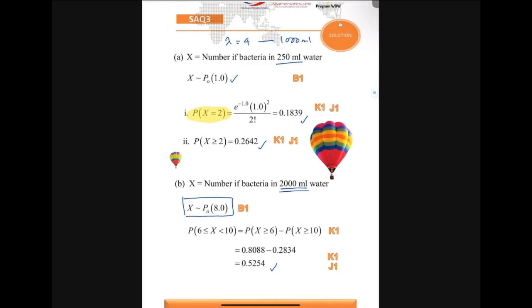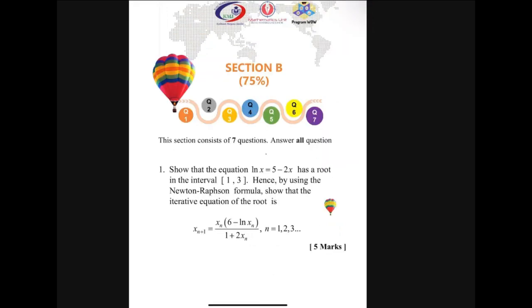You can mark your solution now and then total it up out to 25 marks. And then next, we will proceed with part B. So now, let's continue with part B. So for part B, we altogether would have 7 questions. You must answer all questions.